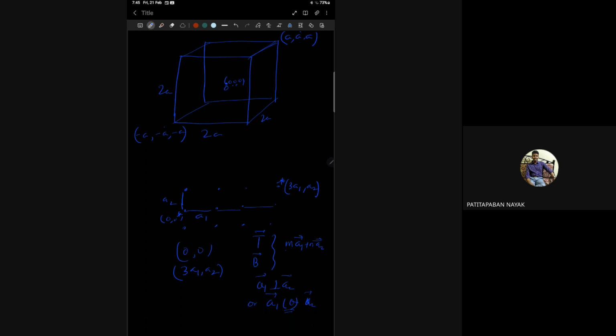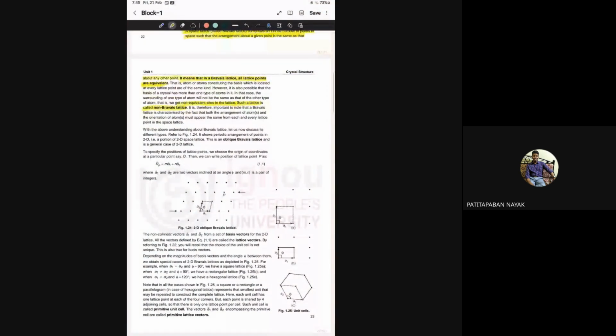All right. So based on that, we categorize or classify these Bravais lattice structures. So we take the first example of this one. Depending on the magnitude of the basis vectors and the angle phi between them, we obtain special cases of 2D Bravais lattices. For example, if A1 is equal to A2 and phi is equal to 90, then we call it a square lattice.